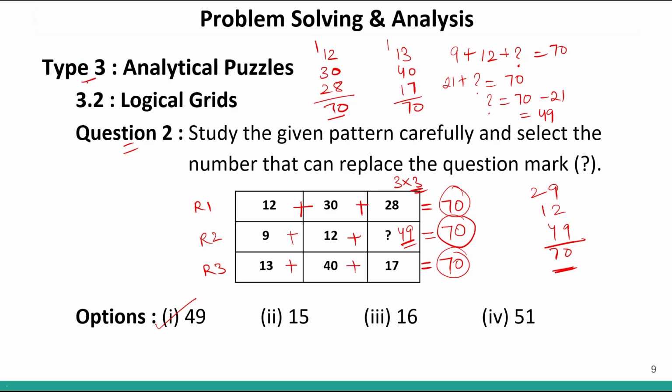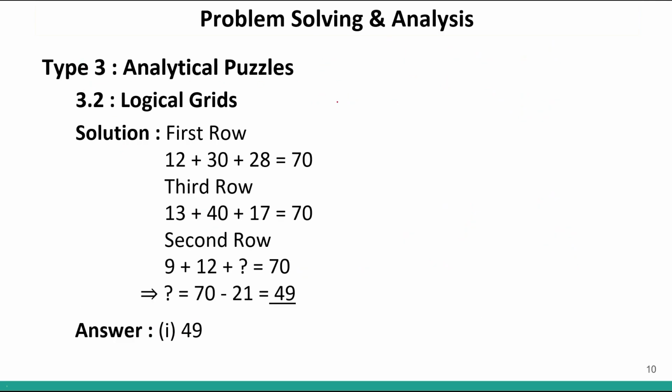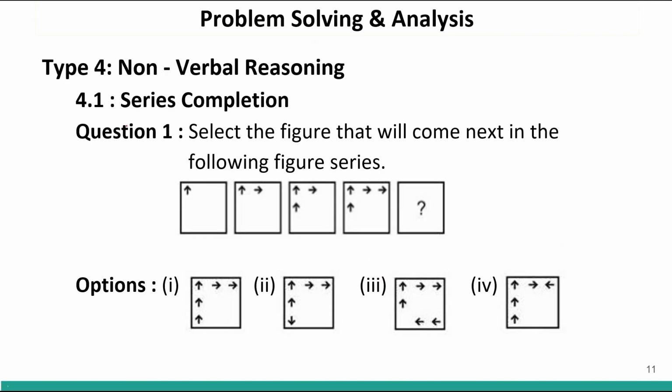So this was type 3. Then we have this, you can see this is the solution. Then we have type 4. Type 4, first is series completion. In series completion, I told you that certain figures are given to us: first, second, third, fourth and fifth. In each figure, something is happening. Some logic is being followed to get to the next figure. And once we identify that logic, we have to find this missing figure as well. This is how you solve questions on series completion.